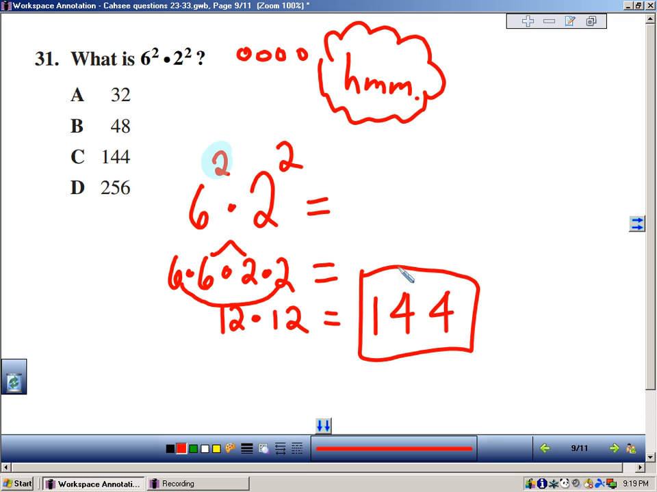If you chose the other method, where you went 6 times 6 first and got 36, and 2 times 2 is 4, you still see that 36 times 4 is 144.